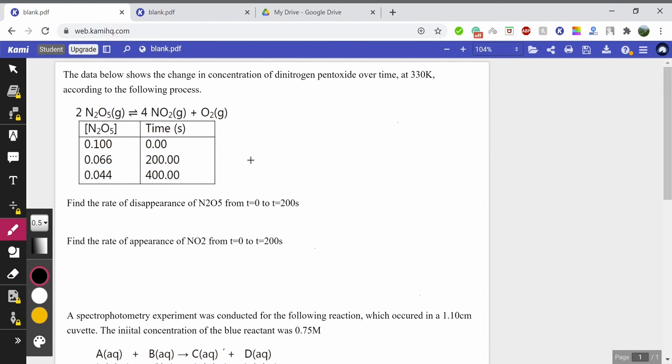Hi, in this video we're going to do some practice problems with reaction rates. So the first problem, the data here shows the changing concentration of dinitrogen pentoxide over time at 330 Kelvin according to the following process. And now we need to find the rate of disappearance of N2O5.